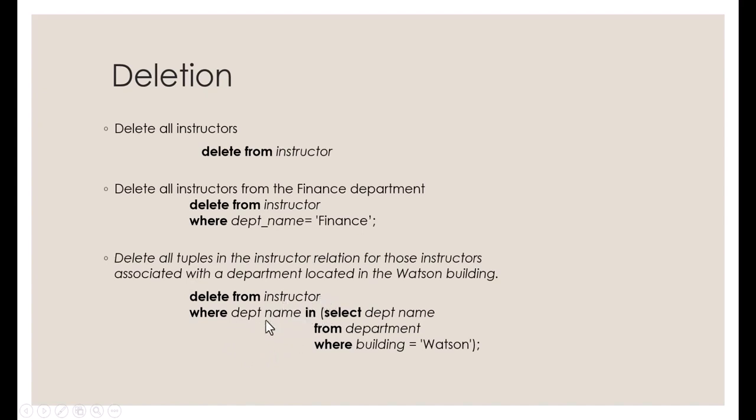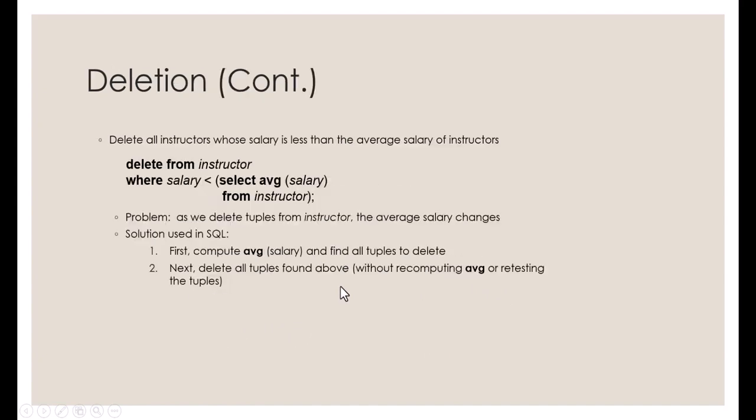Okay, so if this department name is in one of the values that were returned from the subquery, let's take a look at the subquery. We have select department name from department where building is equal to Watson. So if the department whose building is located in Watson, it will be returned. And if that department name is mentioned, then we want to delete that particular instructor.